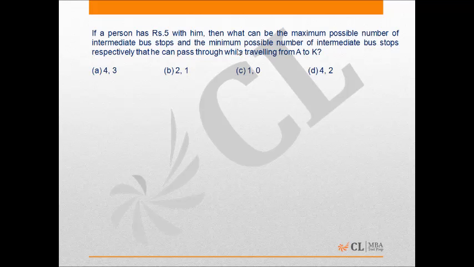Let's move to the next question. Here it is given that a person has rupees 5 with him, and it is asking what can be the maximum possible number of intermediate bus stops and the minimum possible number of intermediate bus stops respectively that he can pass through while traveling from A to K.